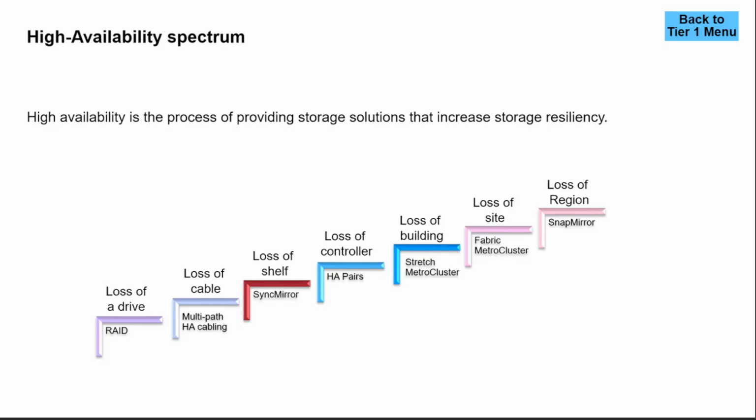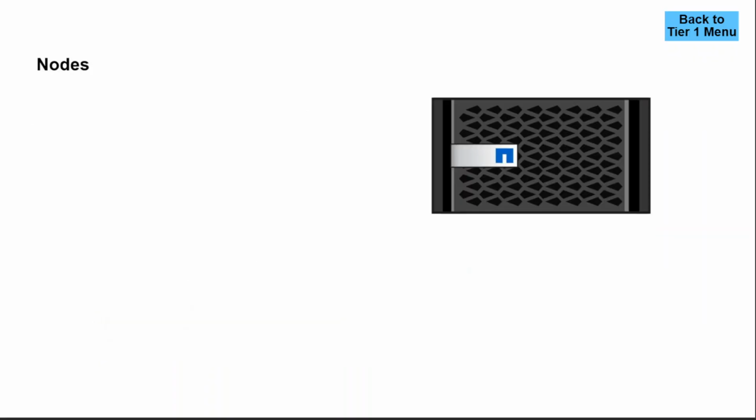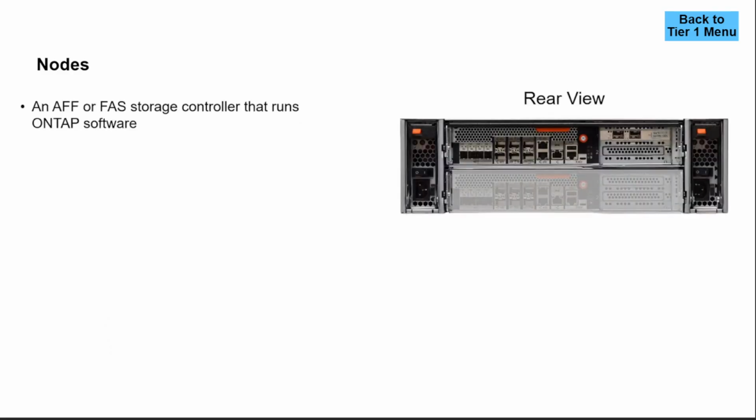ONTAP-based systems use a spectrum of hardware and software features to protect against failures from the individual storage system components to loss of network connections to an entire geographical region due to a disaster. The smallest component of an ONTAP cluster is the node, which is a single storage system that runs ONTAP software.